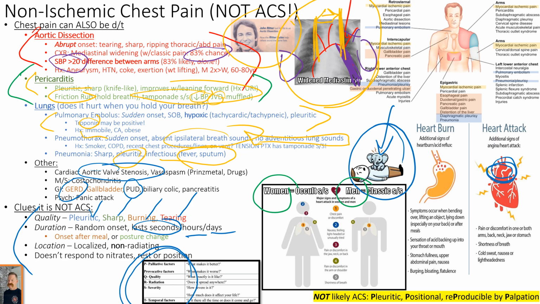And of course, the 12 lead is not going to lie, and the echo might not lie, or the cath lab won't lie. So we still have to have suspicion for these things. Okay. And of course, we mentioned it doesn't respond to nitrates, rest, or position. That's something that is not ACS. All right. When we give nitrates to someone with ACS, their chest pain should usually get relieved a little bit, or altogether.